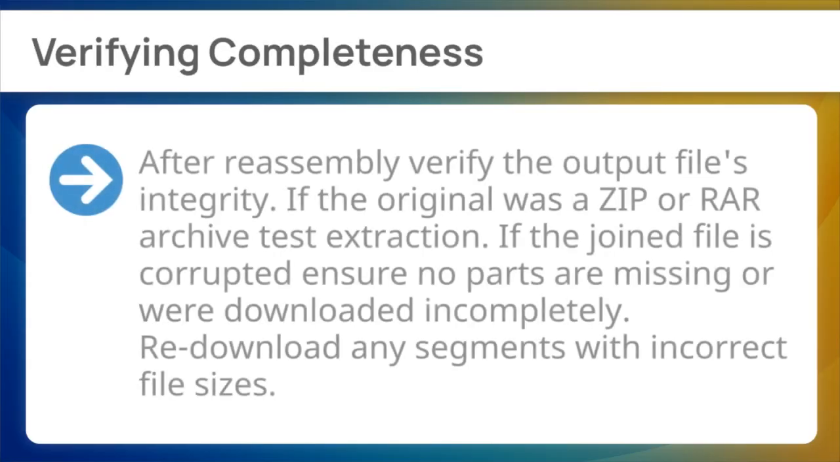Finally, verifying completeness. After reassembly, verify the output file's integrity. If the original was a zip or RAR archive, test extraction. If the joined file is corrupted, ensure no parts are missing or were downloaded incompletely. Re-download any segments with incorrect file sizes.